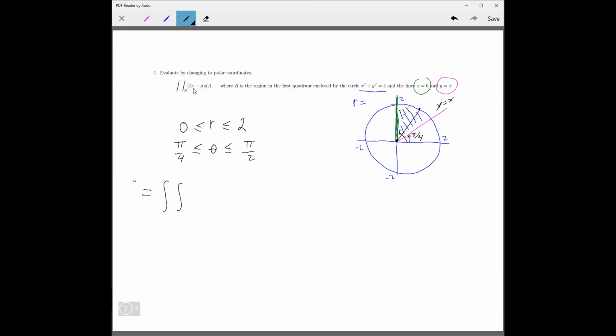Okay, so the integral is going to be, you change all the x's to r cosine theta, and all the y's to r sine theta. And then the dA gets changed to r dr d theta. Okay, so r goes from 0 to 2, theta goes from pi over 4 to pi over 2. Okay, and oh my goodness, this is nasty.